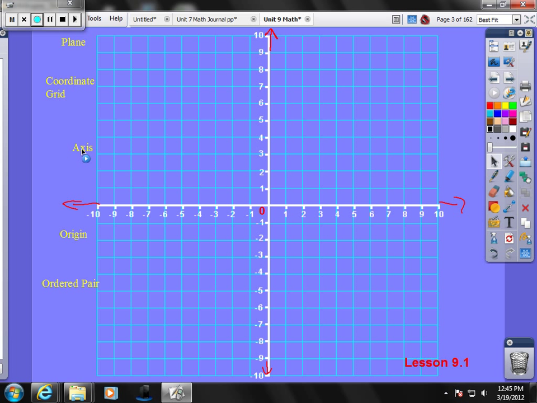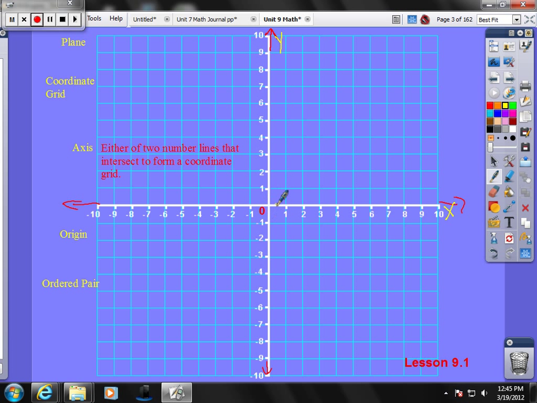So, we've talked about axes before. They're either of two number lines that intersect to form a coordinate grid. And what's great about our axes is we have them labeled. And our axes right here, this axis that goes across the page is our x-axis. And the one that goes up and down is our y-axis. So, x-axis goes across the page. Y-axis goes up and down.